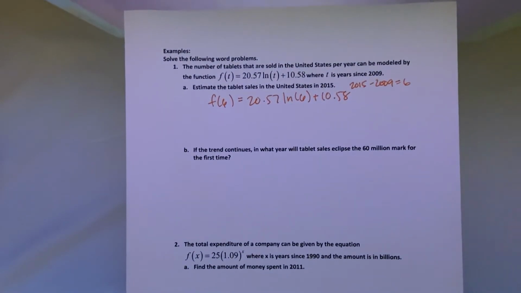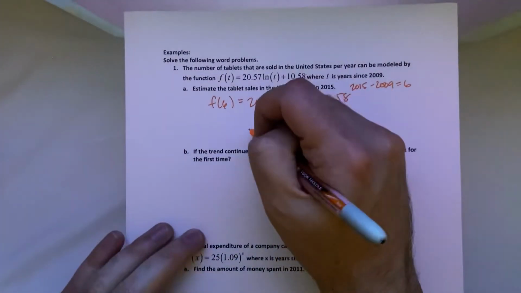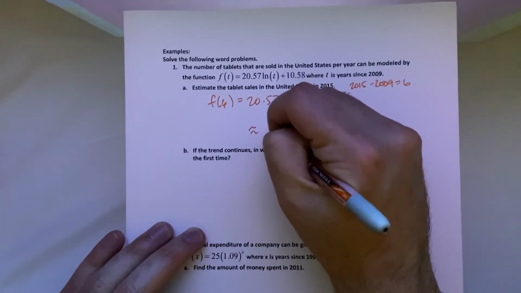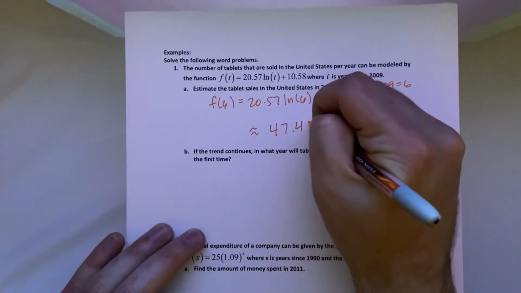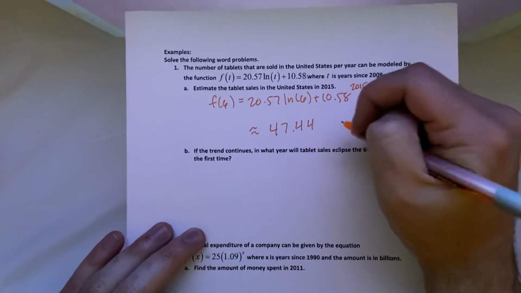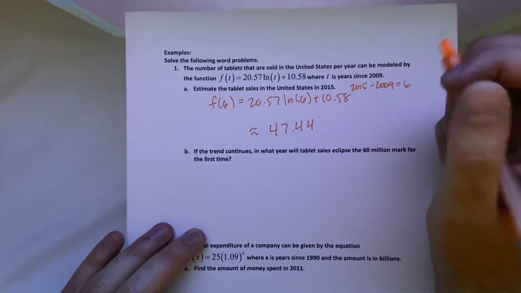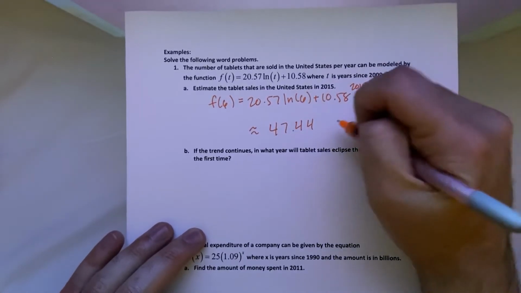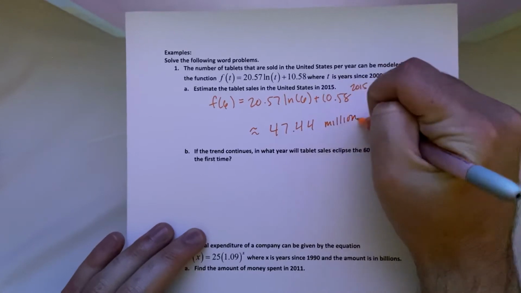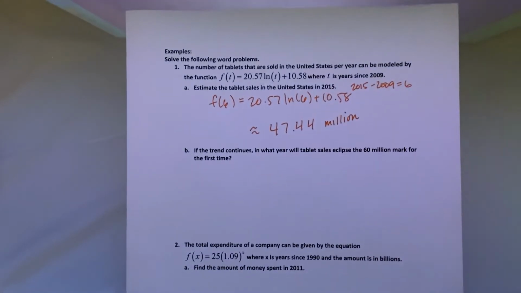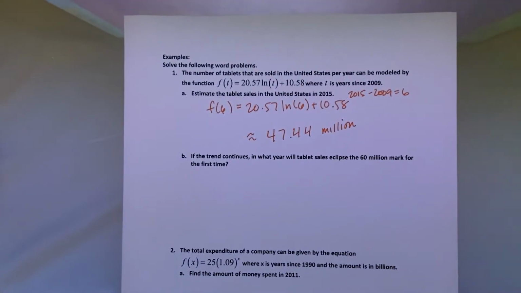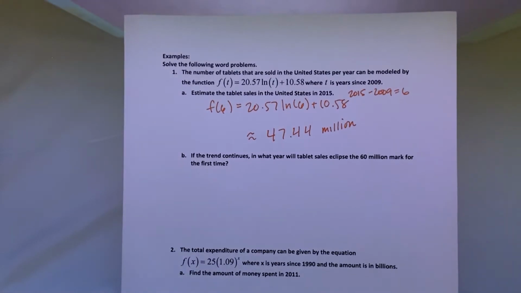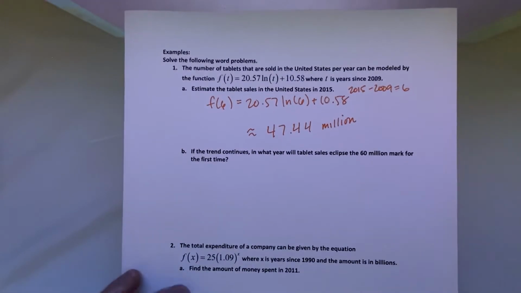Okay, when I put it into the calculator, 20.57 times the ln of 6 plus 10.58, I get approximately 47.44. And this is likely millions. So 47.44 million, which is a whole lot of tablets sold in the US. If the trend continues, in what year will tablets eclipse 60 million?